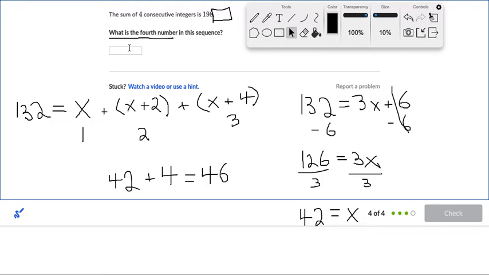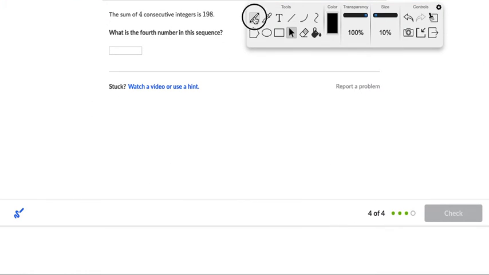All right. And you know what? I said the third question was going to be the last one, but might as well finish it out here with a fourth one. All right, let's clear this. The sum of 4 consecutive integers is 198.